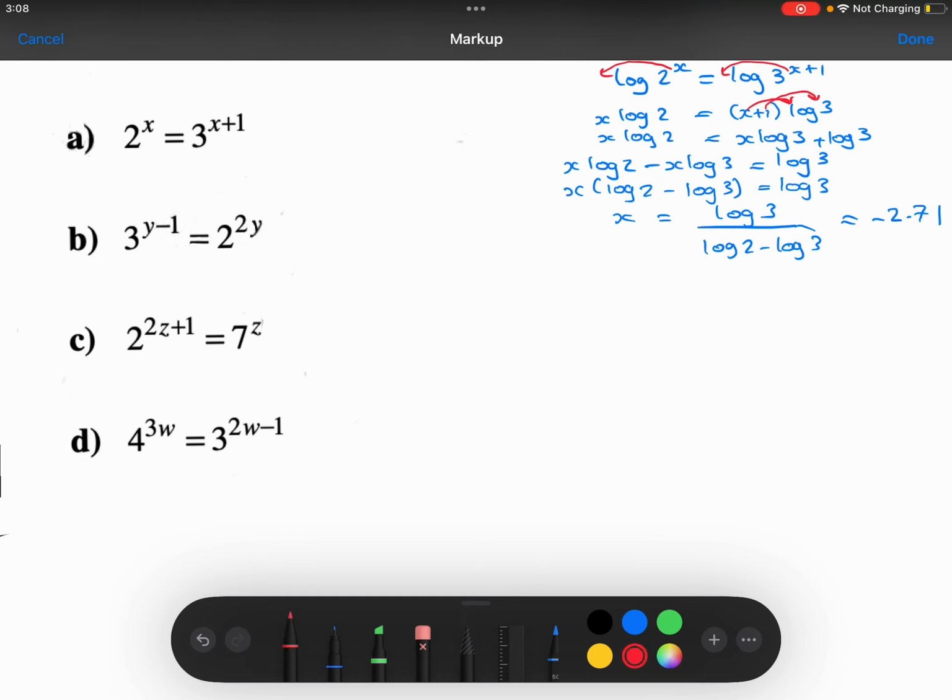Part B, same idea. We're going to take logarithms of both sides. And then going to use the laws of logarithms to bring these powers down. Making sure I keep brackets around the y minus 1 because there's two terms in that power. I'm going to expand the brackets on the left-hand side here, so y times the log 3 minus 1 times the log 3.